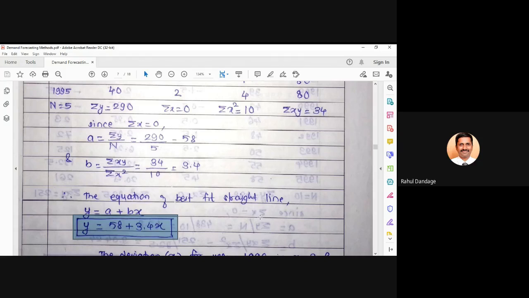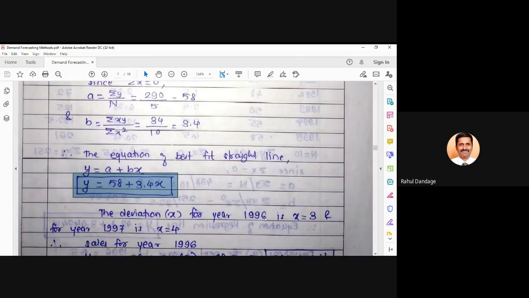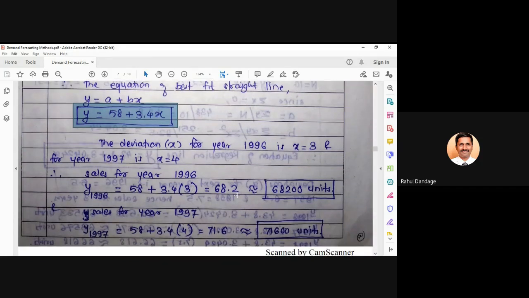We have to identify the value of deviation x for those particular periods by subtracting the origin period from those periods. Like in this problem, for 1996 and 1997, we have to calculate the demand. So in that case, the origin 1993 we have subtracted, so we have got x equal to 3 and x equal to 4. Substituting these values of x, we calculate the demand forecast for those periods under consideration.